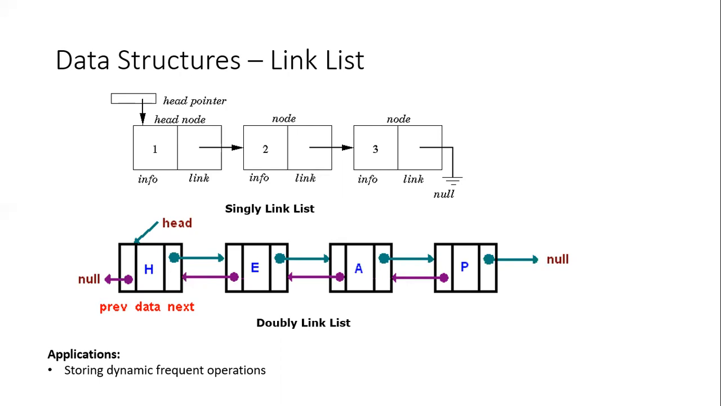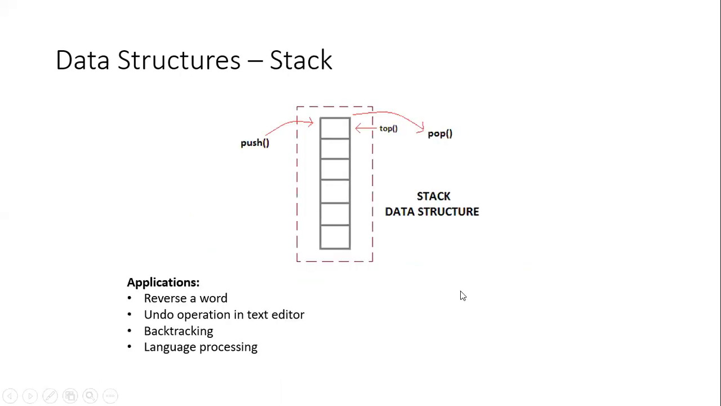Linked lists are used for storing dynamic data and frequent operations. Then comes the stack. Stacks are used to store data. What is famous for the stack is that we use the push operation to put something on the stack and the pop operation to remove something from the top.